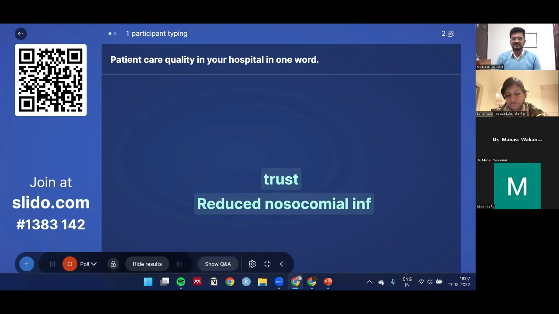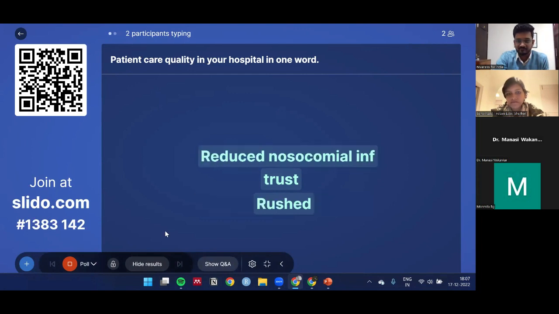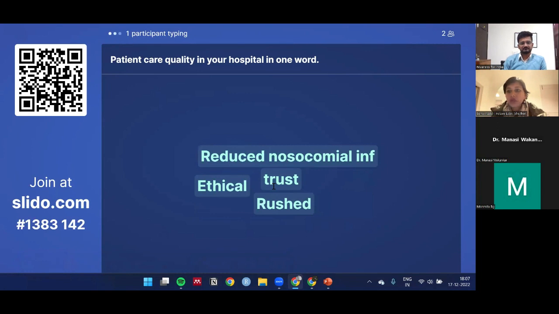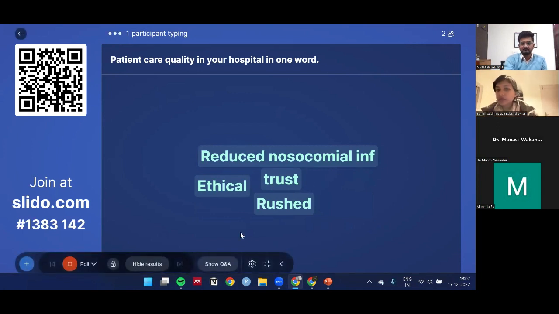So some responses have started popping up. Is my screen visible? I just wanted to confirm. Can you see the word cloud? Yeah. Okay. You can enter more than one word also. There are multiple boxes for entering.